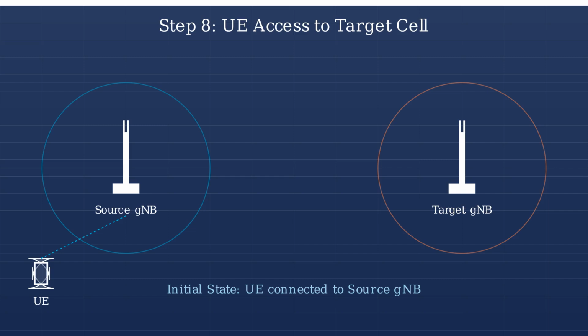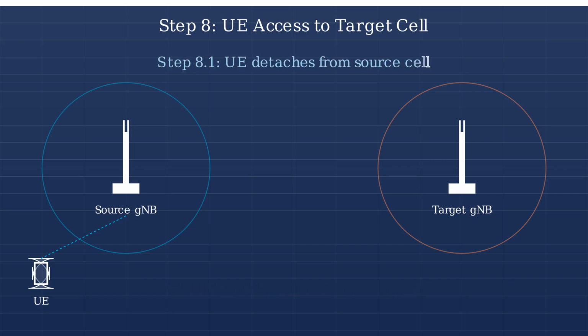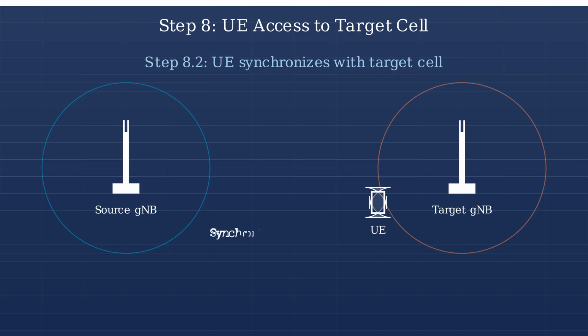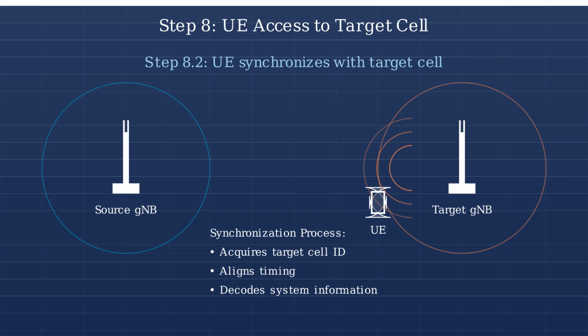In Step 8 of the XN handover process, the UE performs 3 key actions to switch its connection from the source cell to the target cell. First, the UE detaches from the source cell, terminating its radio connection with the source GNB. The UE then begins moving toward the target cell. Next, the UE synchronizes with the target cell. This involves acquiring the target cell ID, aligning timing references, and decoding essential system information.